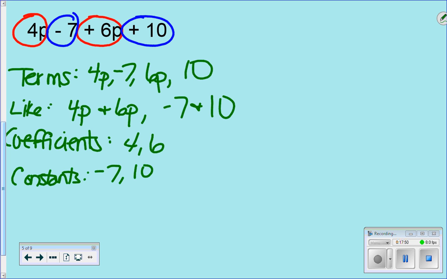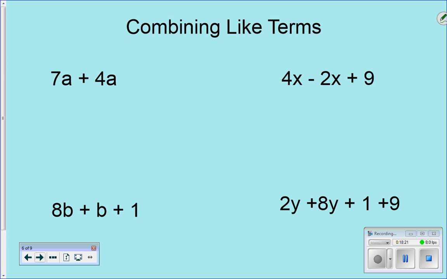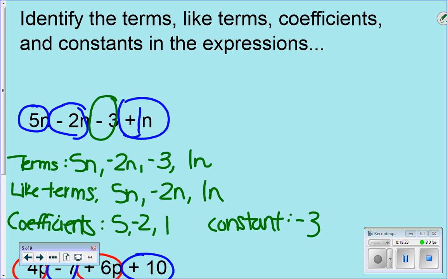I'm sorry, that's my and sign. It looks like a plus sign. 4p and 6p, and then -7 and 10. Those are my like terms. Okay, so does everybody understand the different parts of this? So now, what else are we doing? Questions so far? Does anybody have any questions on finding all these things? It makes it easy to circle, and I'm going to show you why it's going to make it easy to circle here.